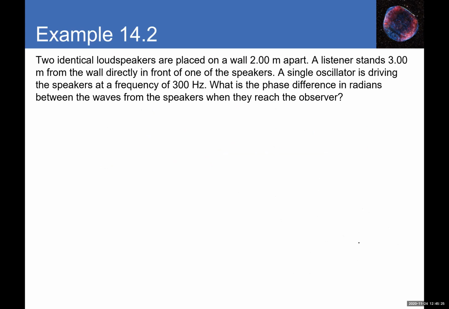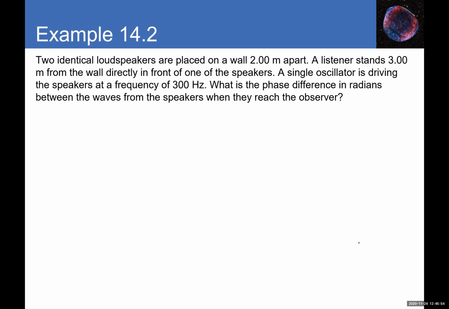All right, so here's another example. Two identical loudspeakers are placed on a wall 2 meters apart. A listener stands 3 meters from the wall directly in front of one of the speakers. A single oscillator is driving the speakers at a frequency of 300 hertz. What is the phase difference in radians between the two waves from the speakers when they reach the absorber?